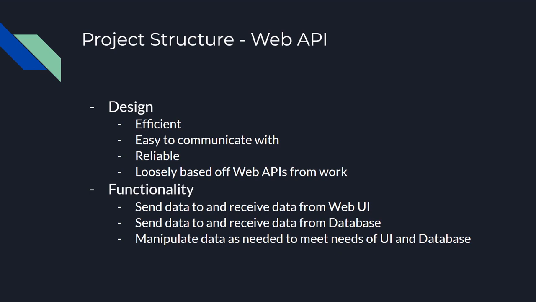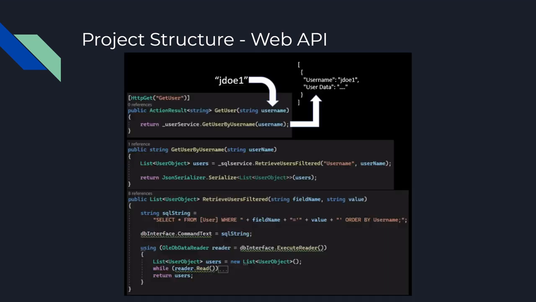The functionality that the web API needed to provide was, first of all, sending data to and receiving data from the web UI, sending data to and receiving data from the database, and also manipulating the format or types of data as needed to meet the needs of the UI and the database.